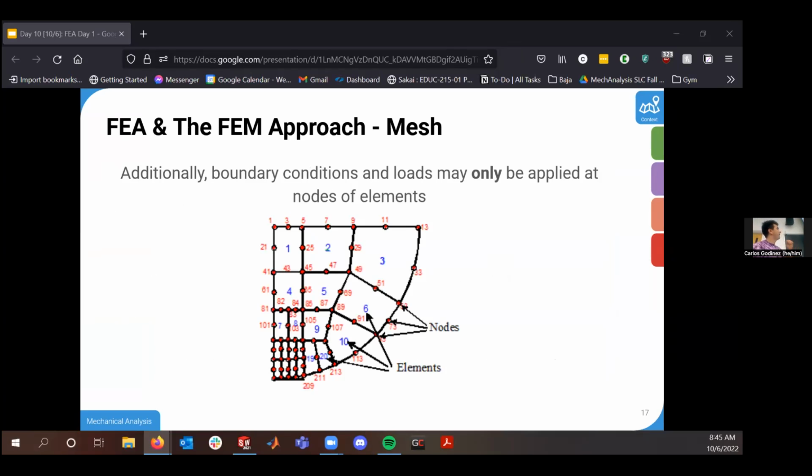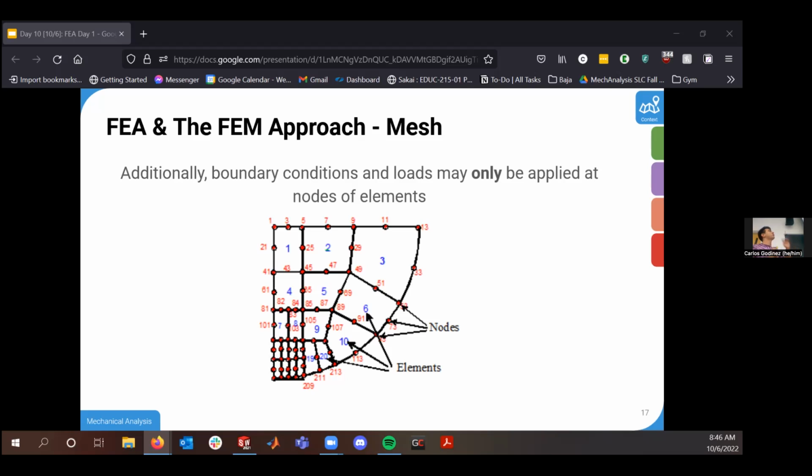Another additional thing about nodes and why they're critical is that your boundary conditions and the loads, whether they be a thermal load, mass flow rates, or static load, can only be applied at the nodes. For the longest time, I thought you were applying this to the face of the element. That's not true. You're only applying it at the node.